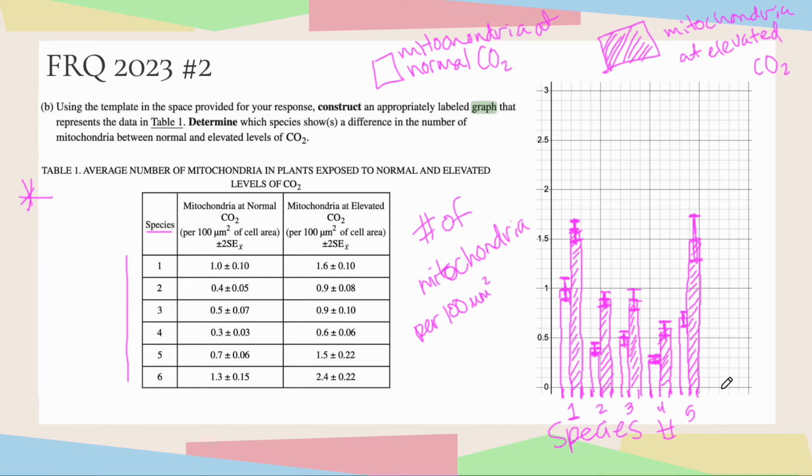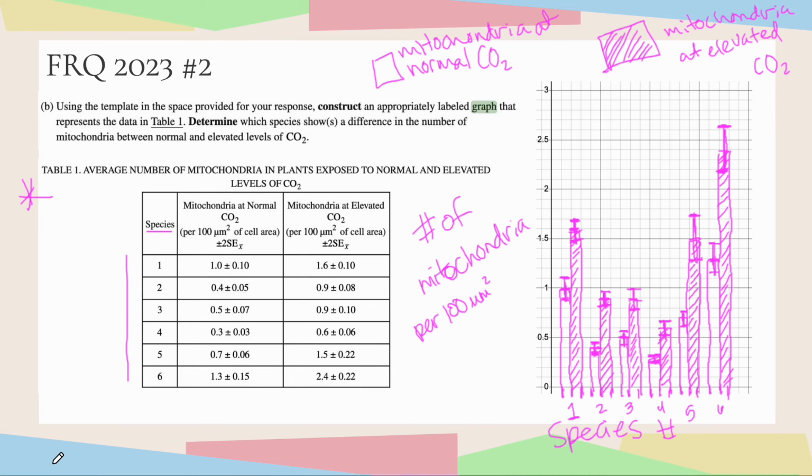All right, good. Now moving on to my last species, which is species 6. I have a mean of 1.3, which is going to be here for my normal CO2 levels. Okay, and my standard error is 0.15, so up 0.15, maybe about there, and then down 0.15, maybe about there. Okay, good. And now the elevated CO2 has a mean of 2.4, so that is all the way up here. Okay, there we go. And now let's fill that in since it's my elevated CO2 bar. Okay, good. And again, relative to my other data, I have a pretty big standard error of 0.22. So we're going to go up by 0.22, and then go down by 0.22, something like that. And then we are going to connect the bar like so.